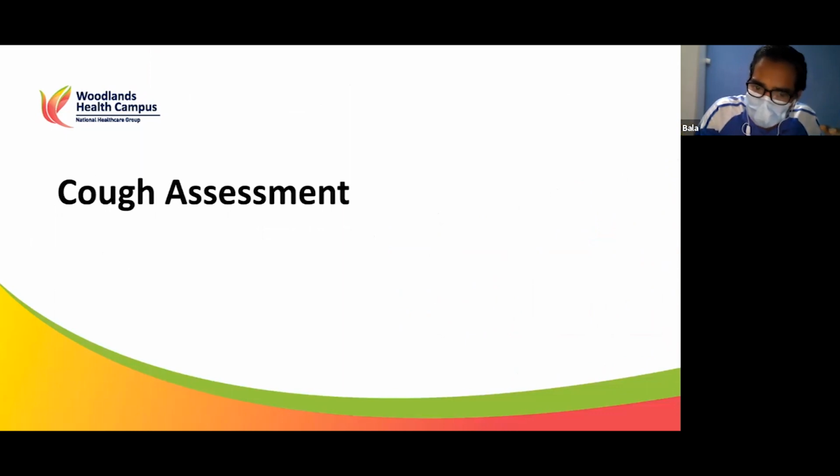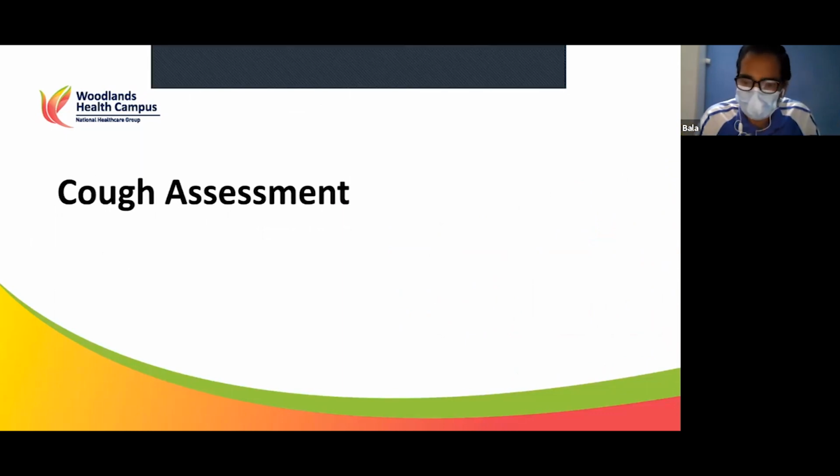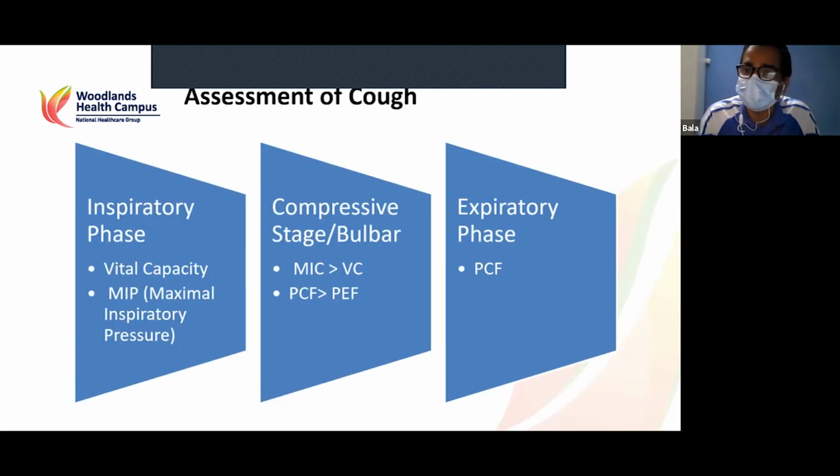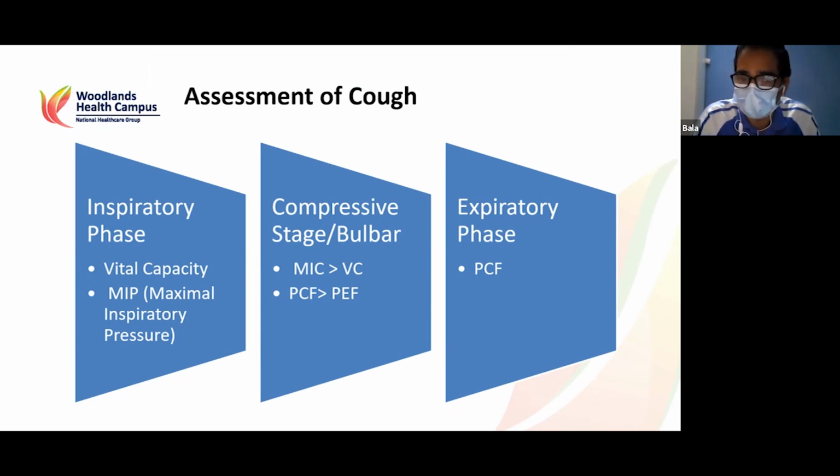If we know there are many stages in cough, and we want to assess cough, we may have to spend time assessing all three stages, just to know where the cough is affected. Is it because the patient is not able to breathe in a bigger volume? That's why the cough is affected. Is it because the bulbar function is not good, so the patient is not able to build up enough pressure? That's why the cough is affected. Or is it because the patient has poor expiratory muscles? That's why the cough is affected. So we may have to understand where the cough is affected.